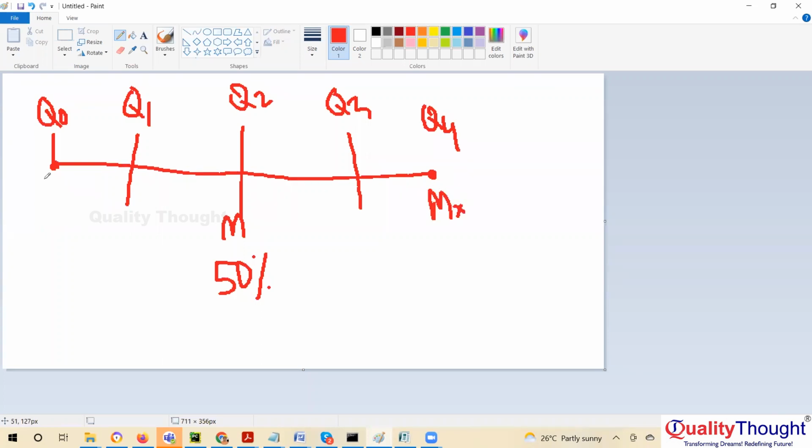Okay, and Q0 is the lowest value. So when you get a rank of Q0, that means you are the lowest in the class. If you get a rank of Q4, that means you are highest in the class. This is also your minimum value. Right? So quartile 0, quartile 1, quartile 2, quartile 3, quartile 4. This is your median. This is your first quartile, second, third quartile, and this will be 25% of the data.